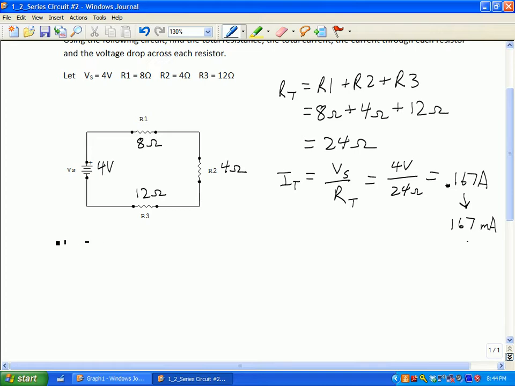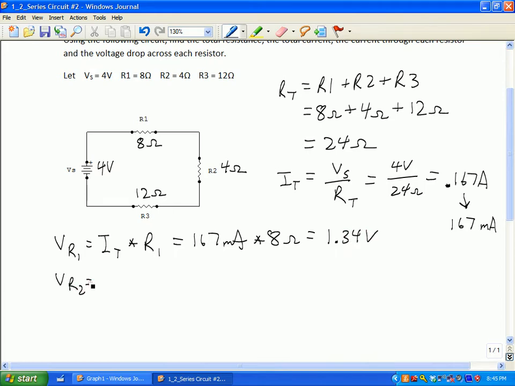Next, we're going to find the voltage drops. The voltage drop across R1 is going to equal the total current through R1 multiplied by R1. So the total current we know is 167 milliamps, and that's going to be multiplied by R1, which is 8 ohms. And if I multiply 167 milliamps times 8 ohms, I should get 1.34 volts.